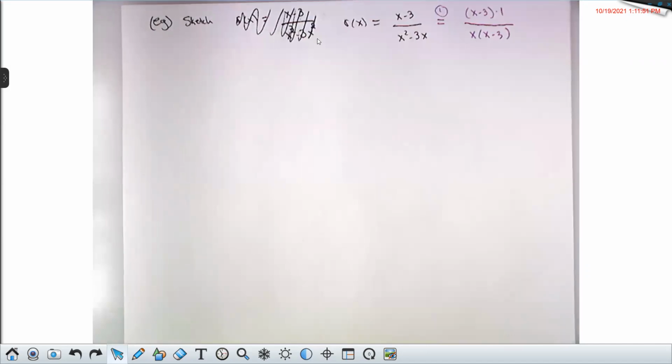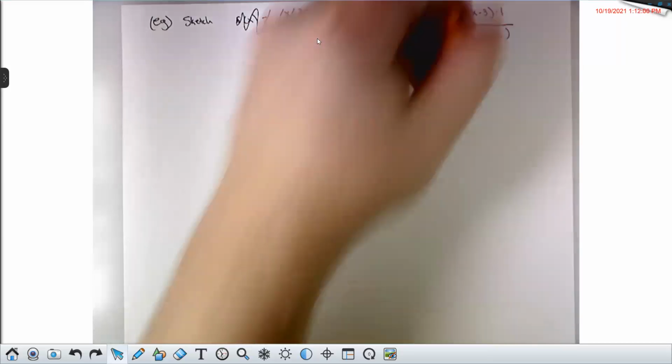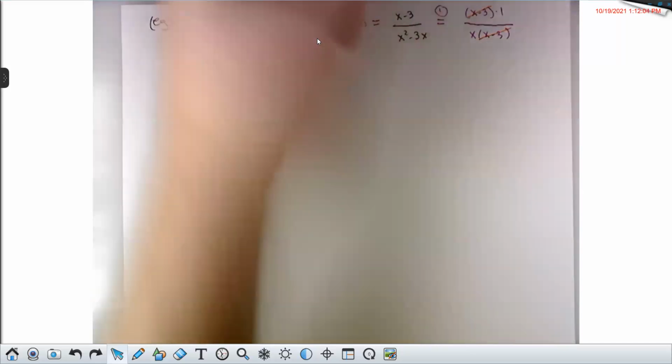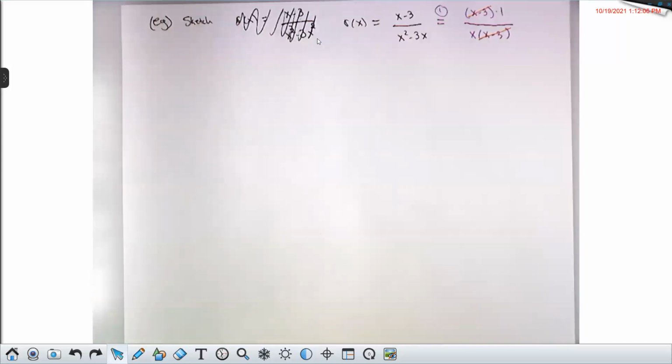If you haven't yet, please take a look at the written comments on your exam 1. There are a lot of places where people tried to cancel things that we couldn't cancel. Remember, the only things you can cancel in a fraction top to bottom are common factors. So unless your previous step was factoring, you can't cancel.